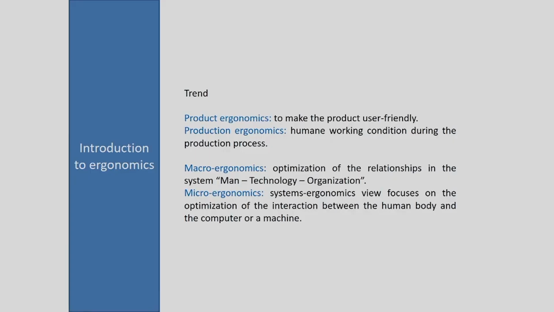So, 360-degree evaluation. What about micro ergonomics? It talks about the system ergonomics view, and focuses on the optimization of the interaction between the human body and the computer or any kind of machine. That is micro ergonomics. So, macro ergonomics talks about the whole system, whereas micro ergonomics talks about the small elements of it.